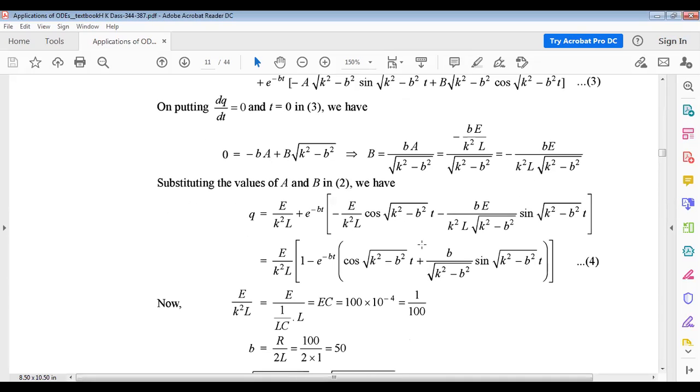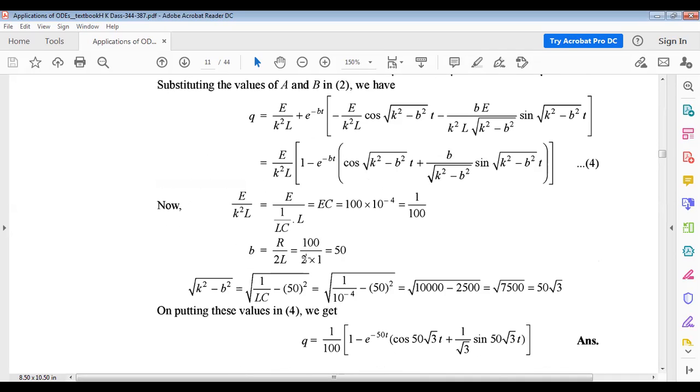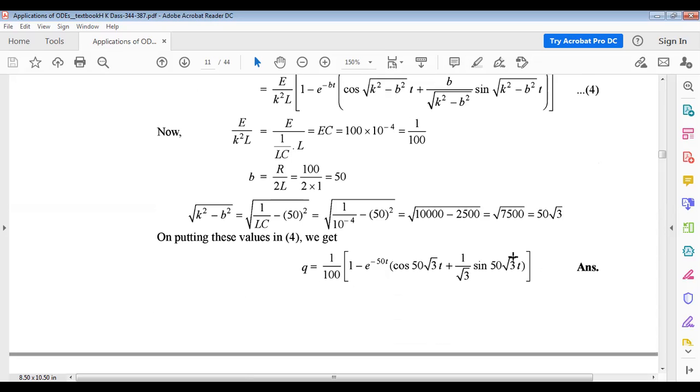From this, taking common E divided by k square L, we get equation number 4. Now E divided by k square L, just putting the values given, E divided by k, which is 1 by LC into L. So L cancels and only E by C remains, which is 1 by 100. And b equals R by twice L, which is also given, so b equals 50. So k square minus b square, this is the angle, will be 50 root 3. Now putting the values, q equals this. This is the result.